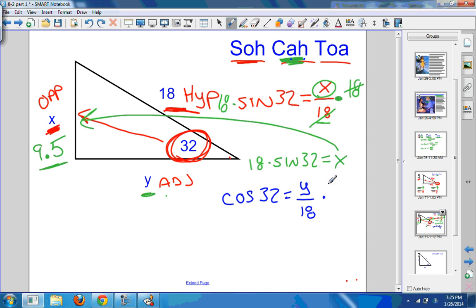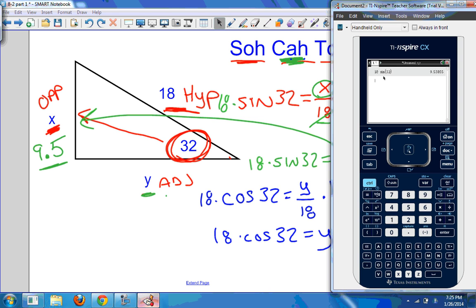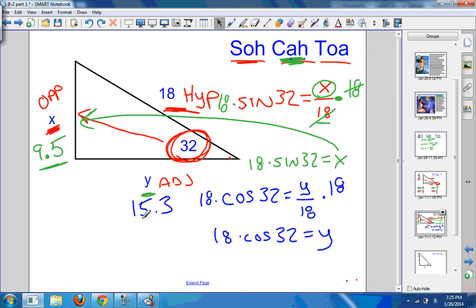Now we've got to do the same thing. Get rid of this 18, so we'll multiply 18 on both sides. And I get 18 times the cosine of 32 is equal to y. I'm going to use my calculator. 18 times the cosine of 32 degrees is equal to about 15.3. So this side is about 15.3, and that makes sense because it should be somewhere in between my small side 9.5 and my hypotenuse 18.